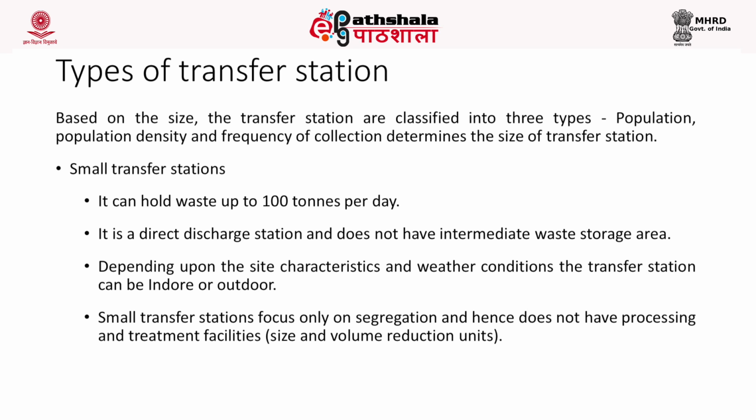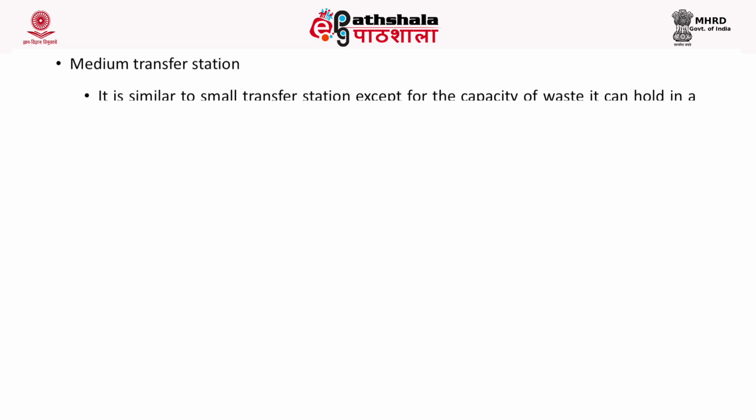1. Small transfer station. These transfer stations can hold waste up to 100 tons per day. It is a direct discharge station and it does not have an intermediate waste storage area. Depending upon the site characteristics and weather condition, the transfer stations can be either indoor or outdoor. Small transfer stations generally focus only on segregation and hence do not have any processing and treatment facilities.